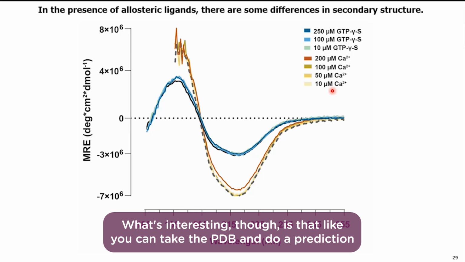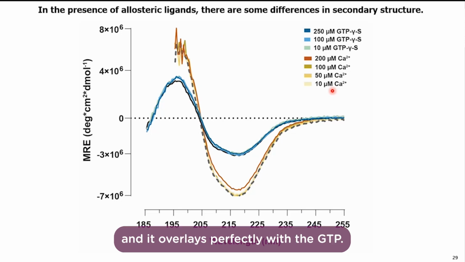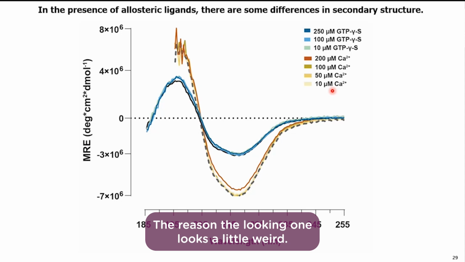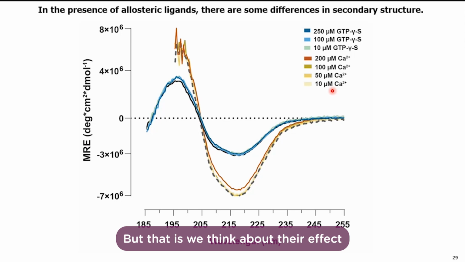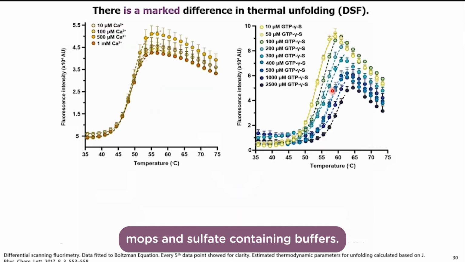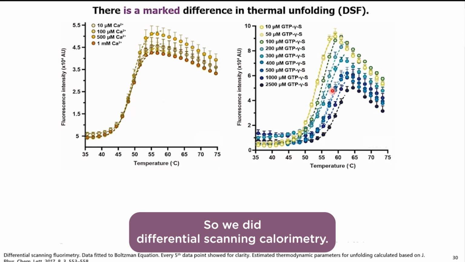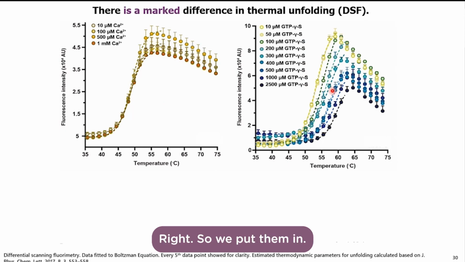What's interesting, though, is you can take the PDB and do a prediction of what it should look like, and it overlays perfectly with the GTP. The reason the calcium one looks a little weird, we can talk about it some other point, but we think it's a buffer effect because TG2 likes MOPS and sulfate-containing buffers. But that's a whole other hour-long talk. So we did differential scanning fluorimetry. So these are those thermal unfoldings, Cipro binds, right? So we put them in.